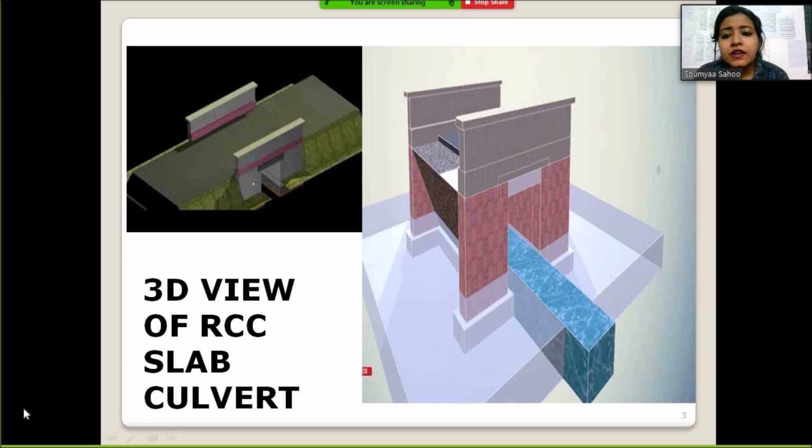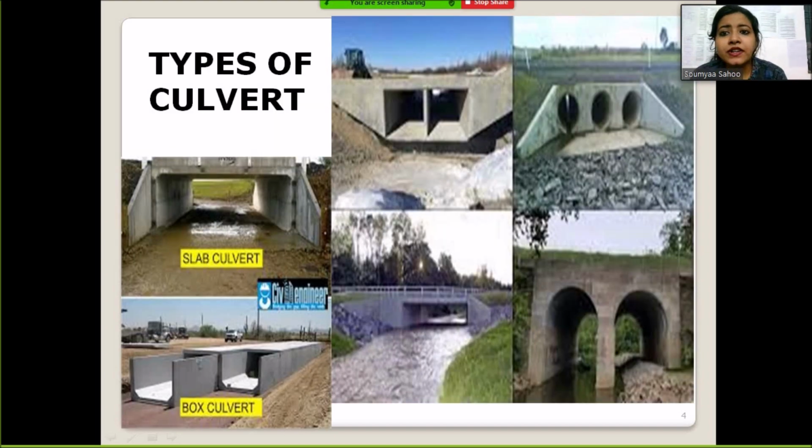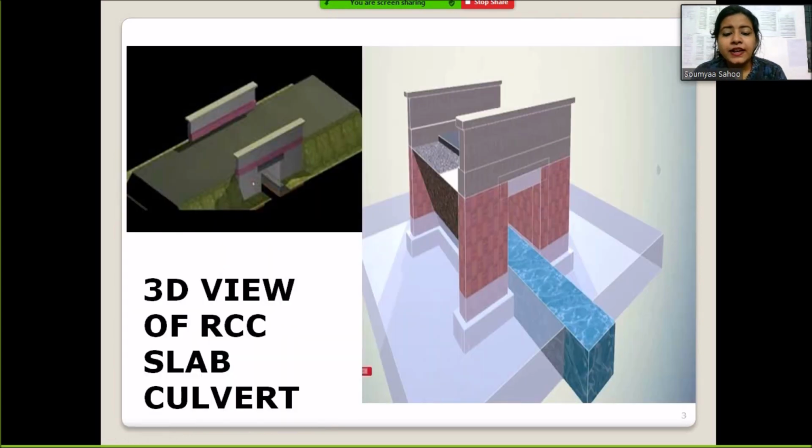And culverts are available in a variety of shapes, size and material. Different types of culvert. Here you can see box shaped culvert and pipe culvert, arch culvert, rectangular culvert. Here again a picture showing box culvert, and here a picture of slab culvert. And in this slide I have shared the three-dimensional view of RCC slab culvert.